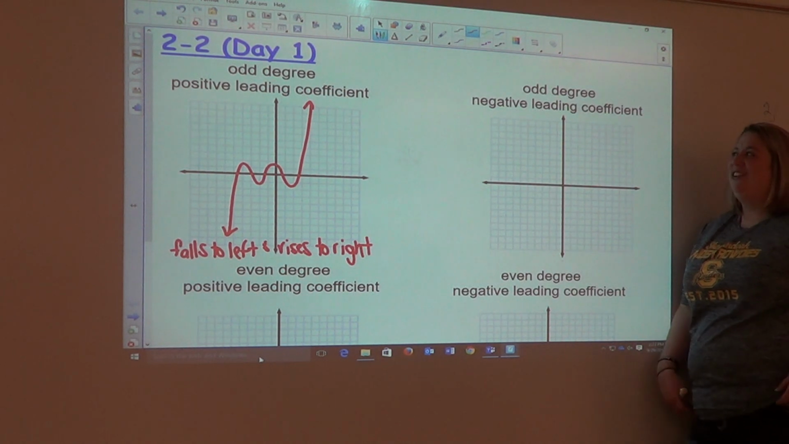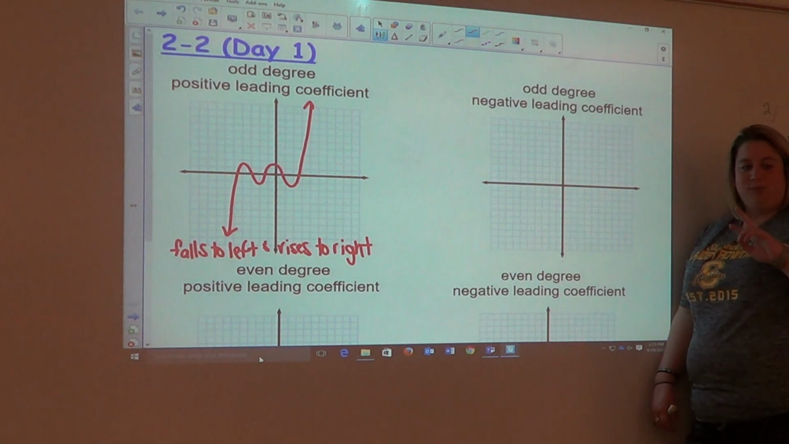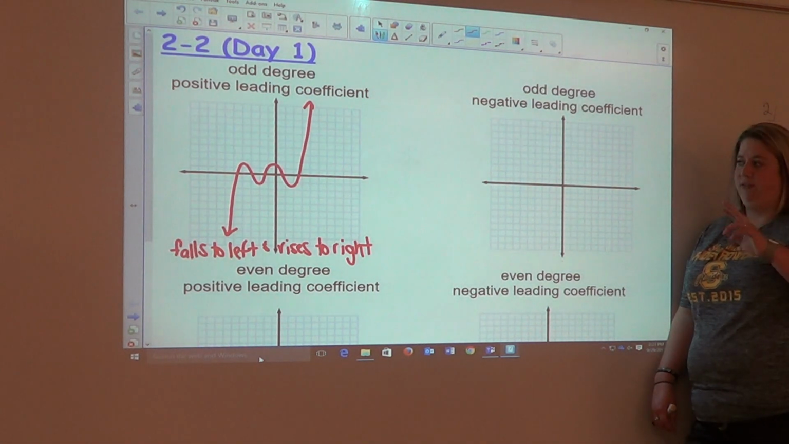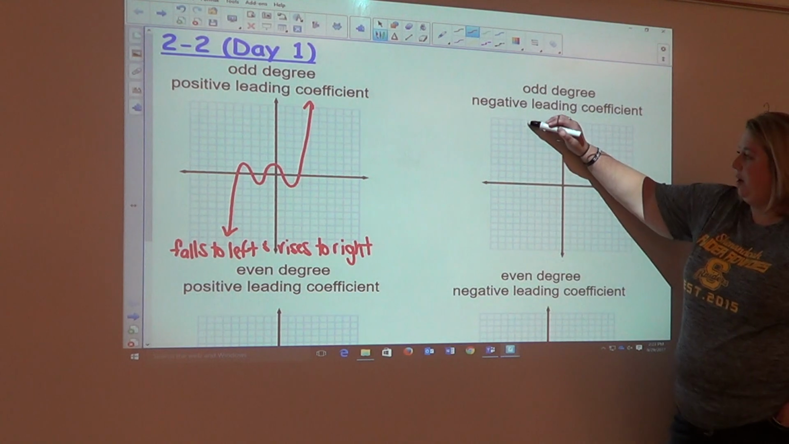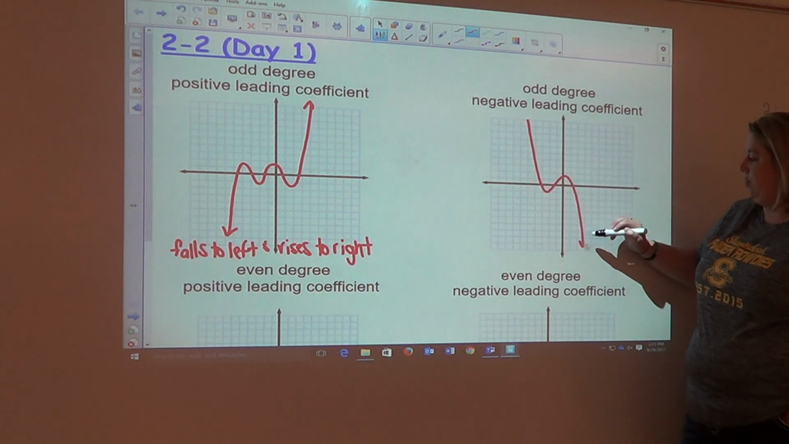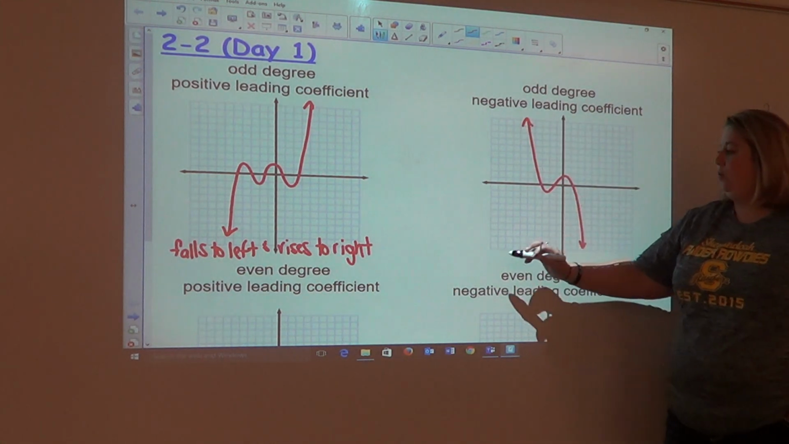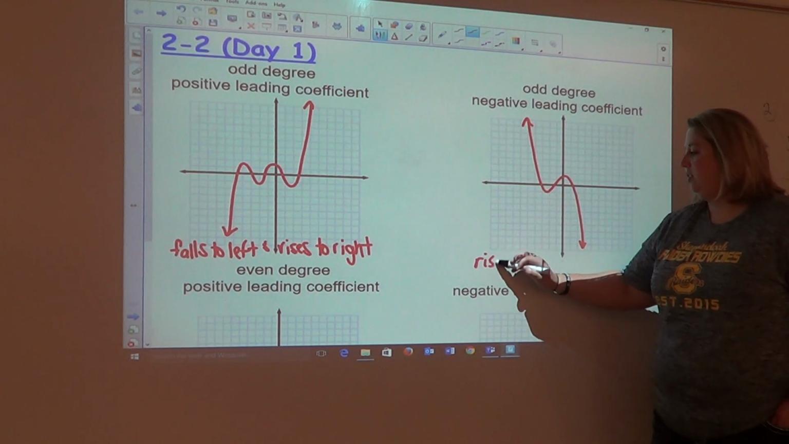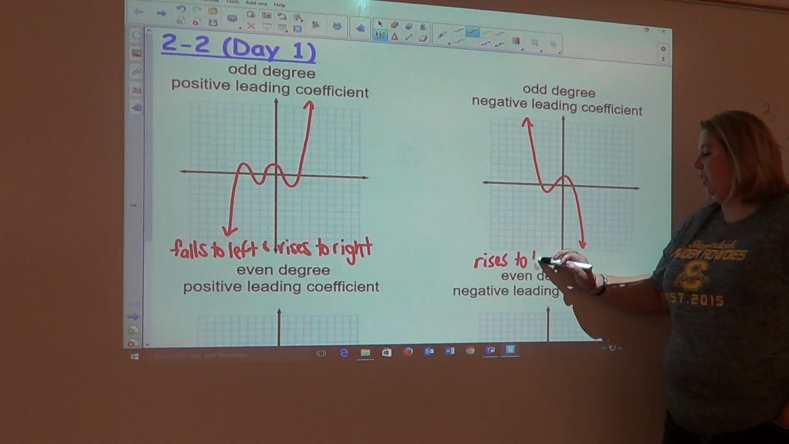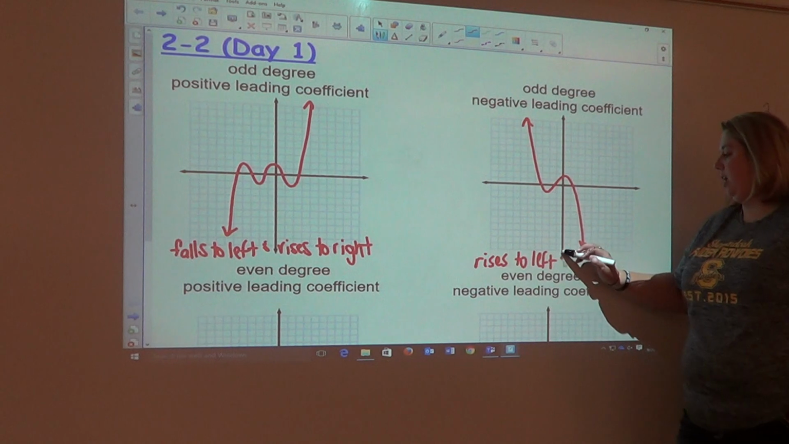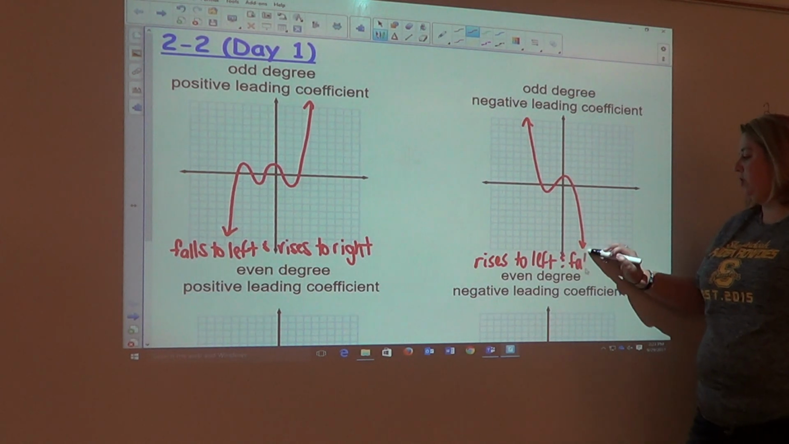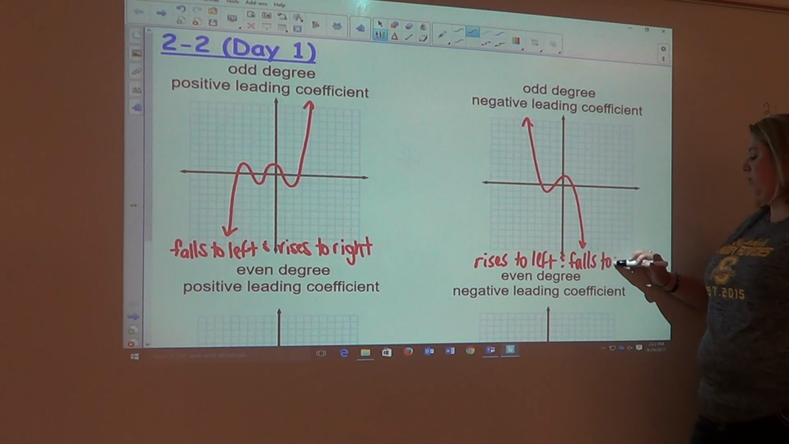Okay, if it's odd degree and a negative leading coefficient, it's basically going to do the opposite. So it's like flipping it. It's going to start up here, something's going to happen, and it's going to go down there. So this one rises to the left and falls to the right.